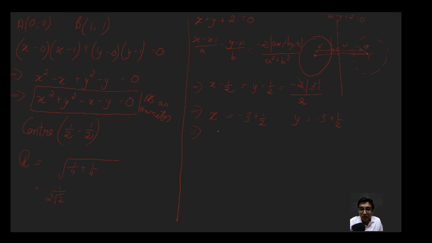So our center of this image circle comes out to be C dash. Let us call this as C dash. C dash comes out to be minus 5 by 2 comma minus 5 by 2. So this is our center.